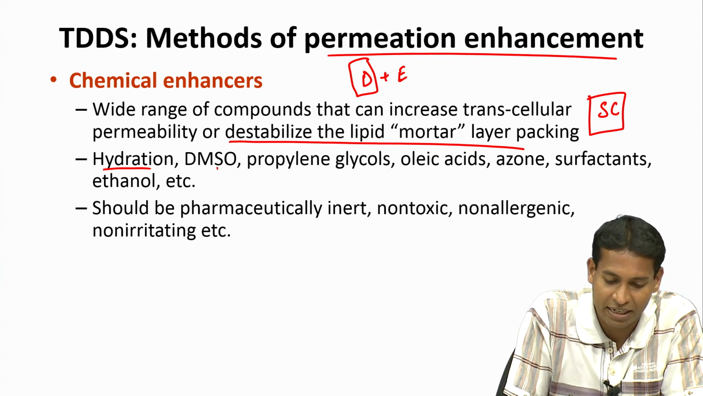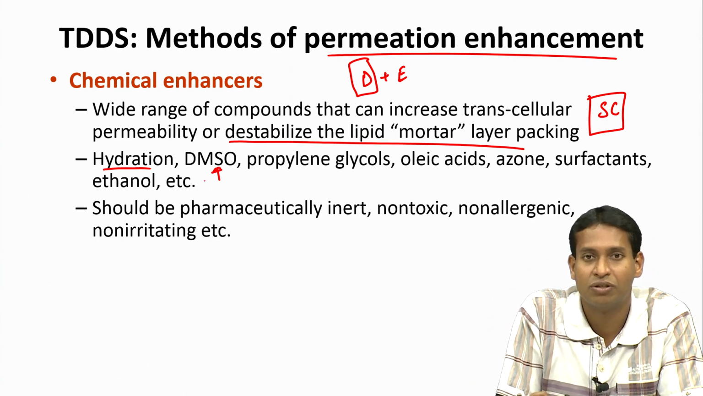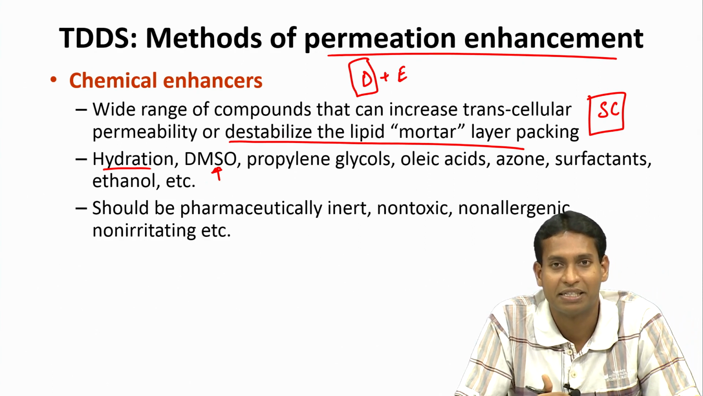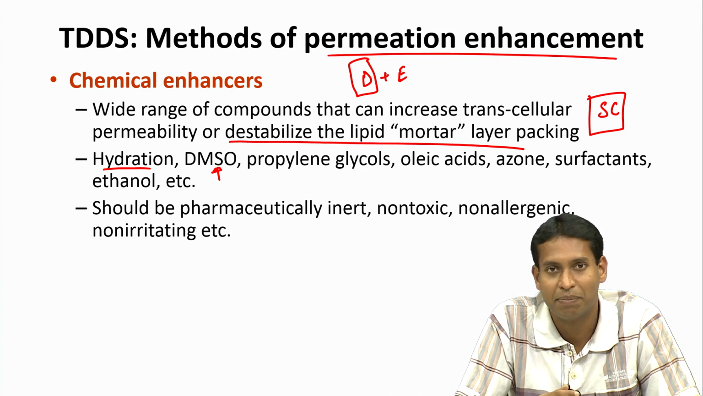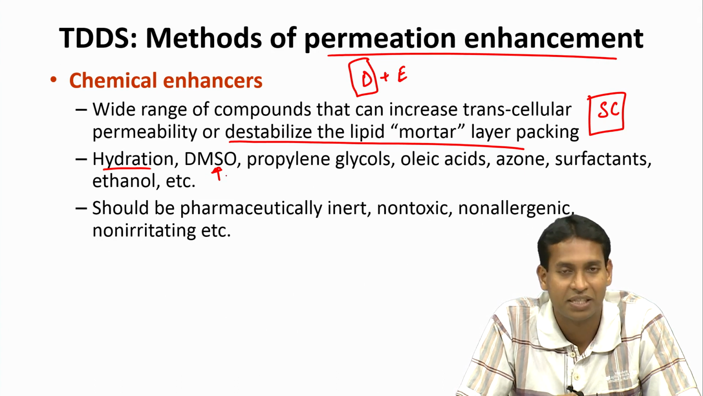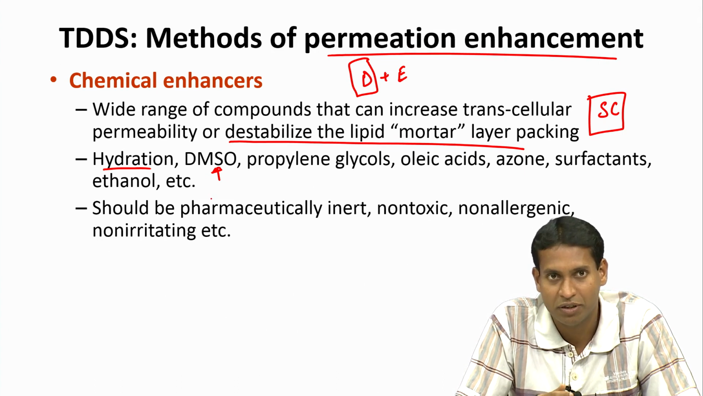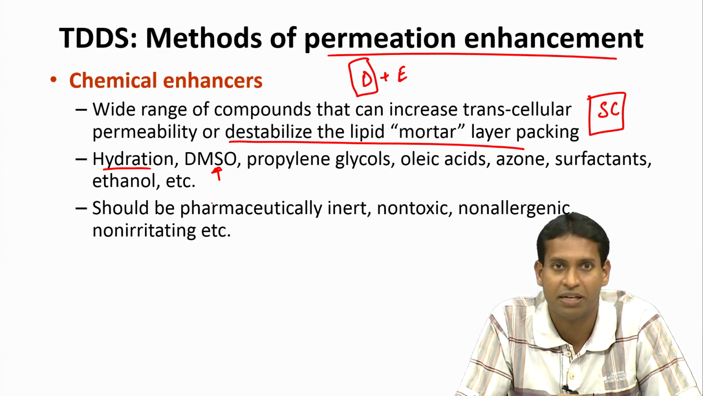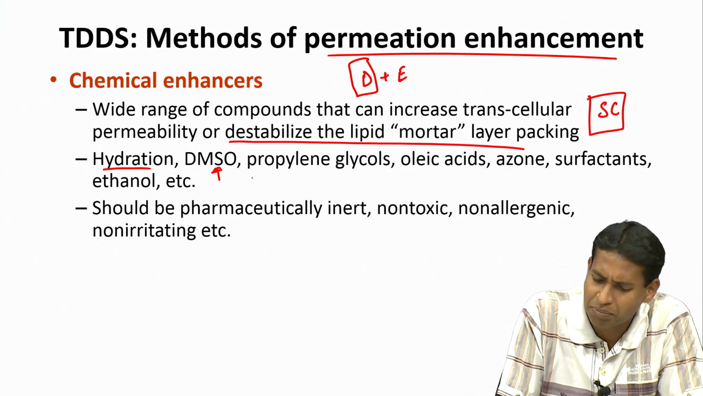DMSO is an excellent enhancer, where DMSO is a quite polar solvent, and it is able to interact with the lipid mortar layer and able to somehow destabilize this layer packing. So if you give a drug with a DMSO, it will result in quite a lot more enhancement through your skin. Then there are some polymers that are used.